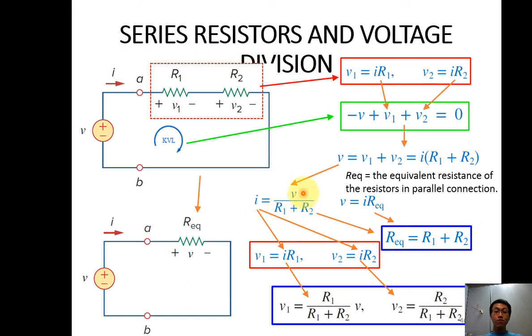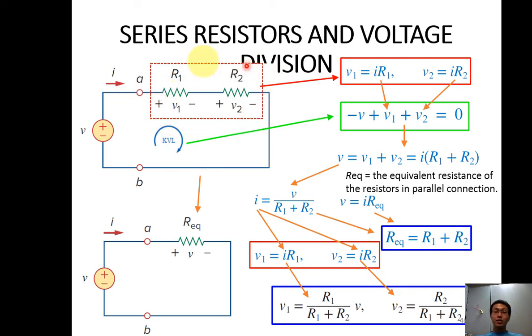So I equals V divided by R1 plus R2. And I know that I can rewrite this as V equals I R equivalent. So we can see that my R equivalent is actually R1 plus R2. So I can find the equation R equivalent equals R1 plus R2.